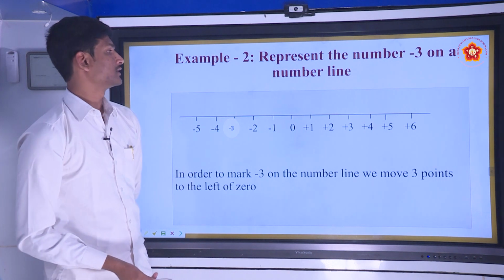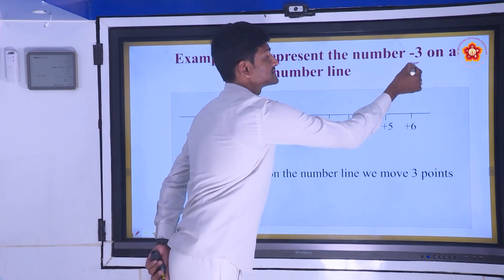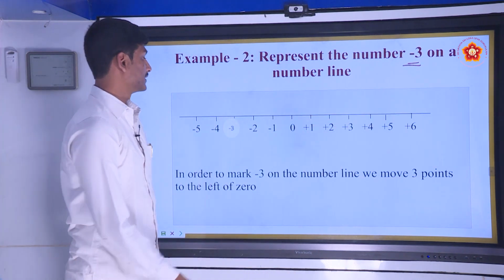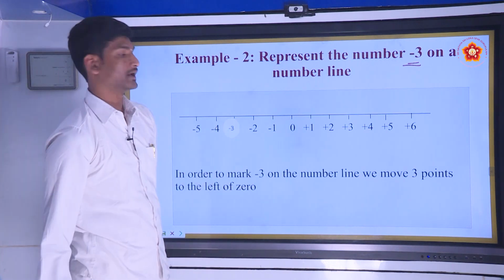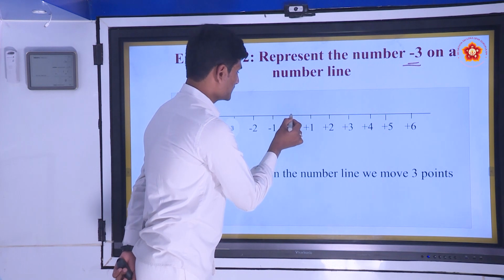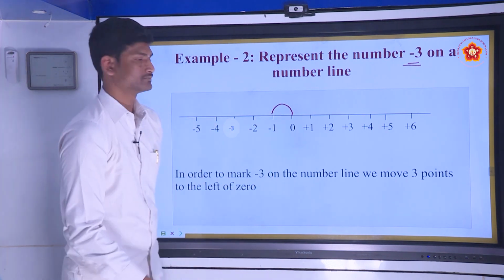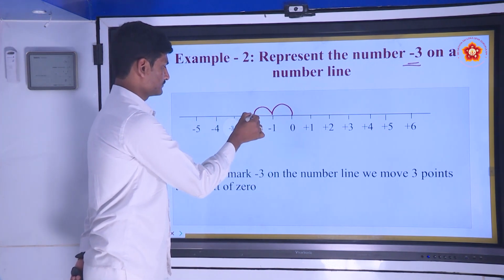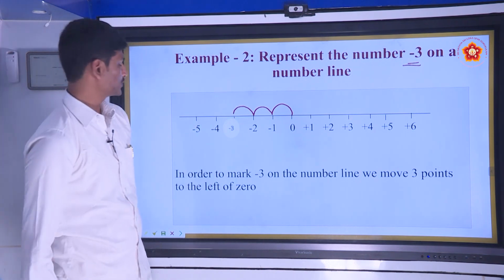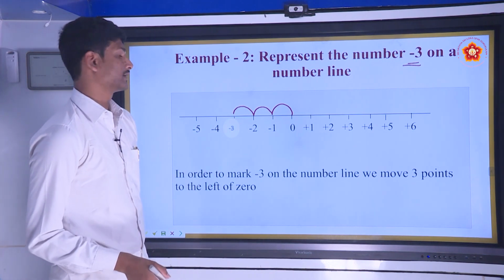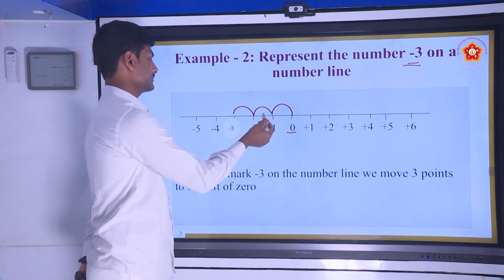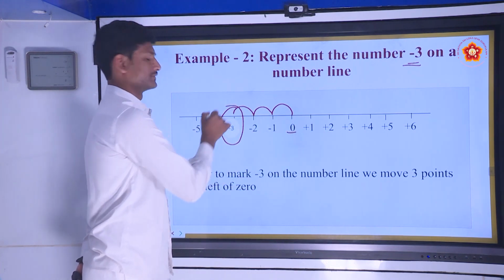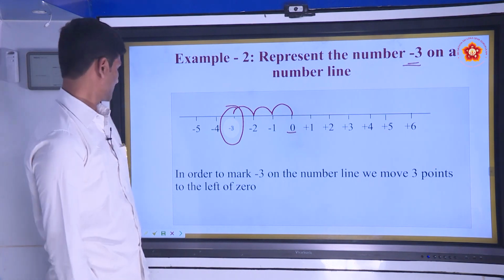Here, minus 3. In order to mark minus 3 on a number line, we move 3 points to the left of the 0. We start from 0, 3 points: 1, 2, 3. Minus 3. Right?